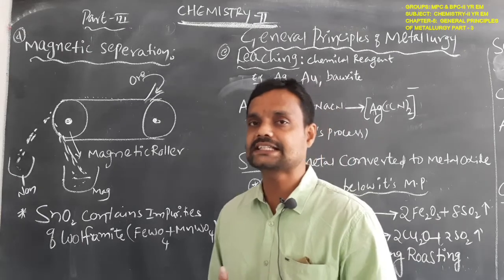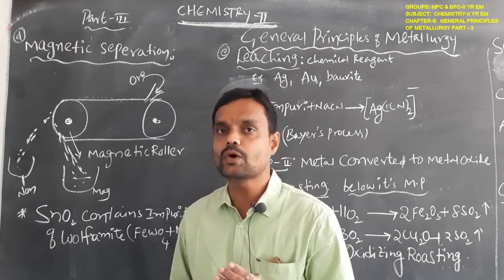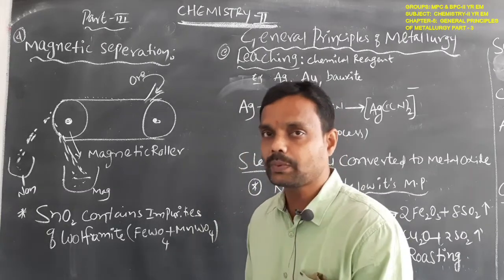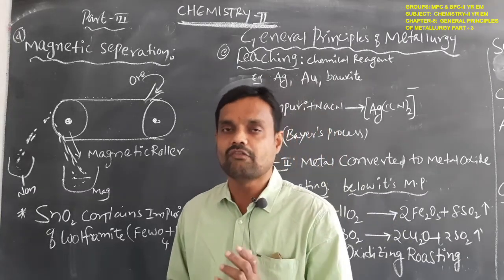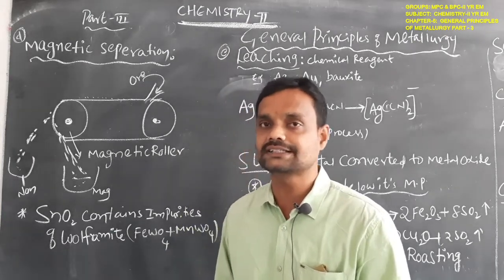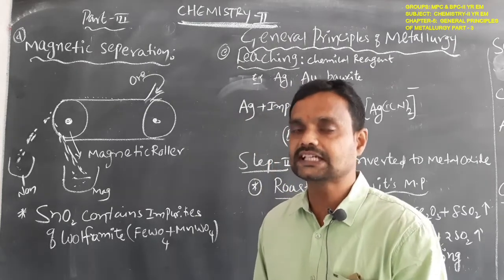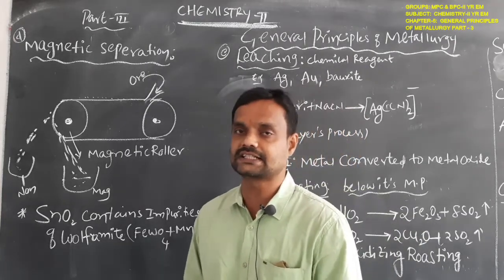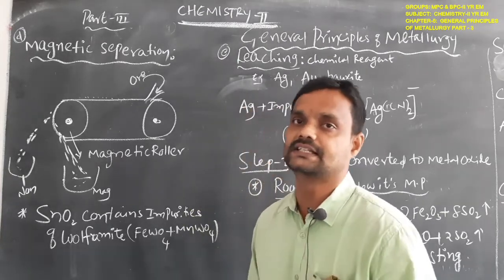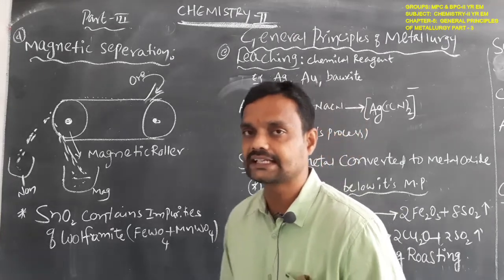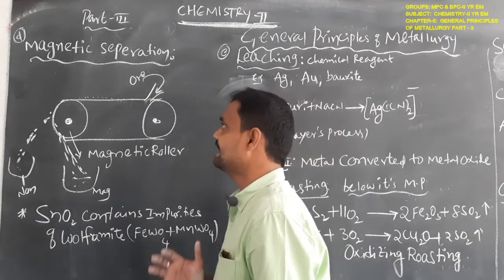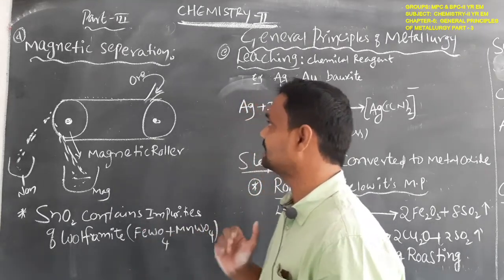Simple. Magnetic separation means the ore particles and the impurity, nothing but gangue, one will have magnetic nature and the other will not have magnetic nature. Due to that reason, we separate the ore particles from their impurities. Simply, that is called magnetic separation. For easy understanding, we draw a diagram for magnetic separation.